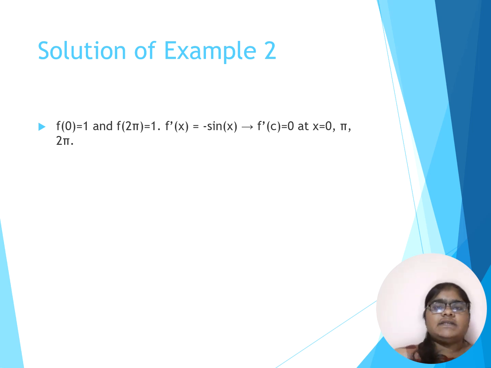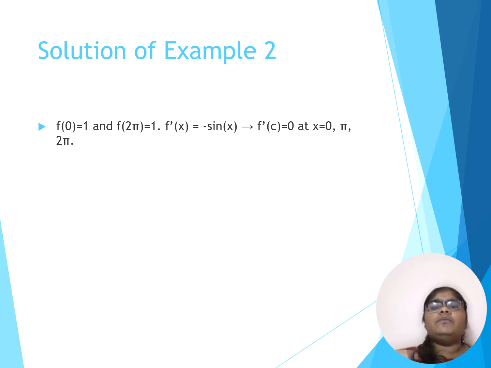So the solution of example 2. Here f(0) equals 1 and f(2π) equals 1. So cos 0 equals 1 and cos 2π equals 1. So f(a) equals f(b). It satisfies the third condition.